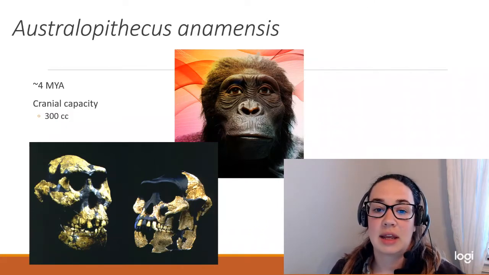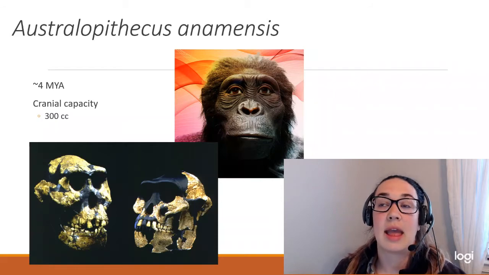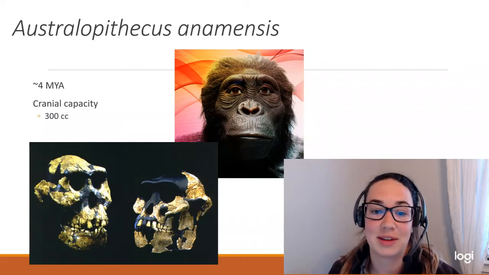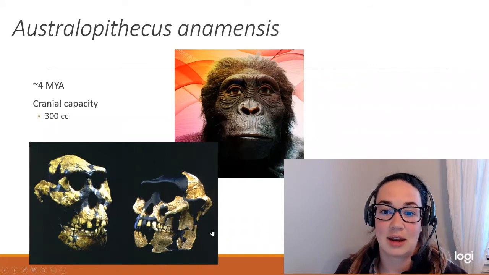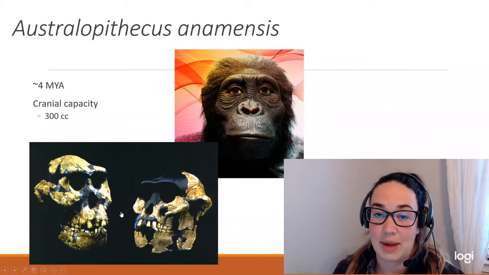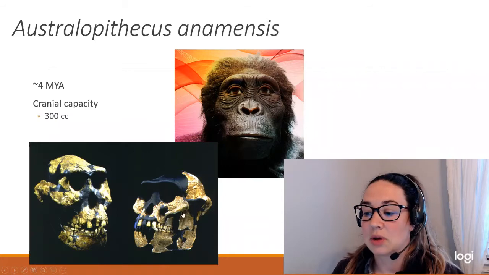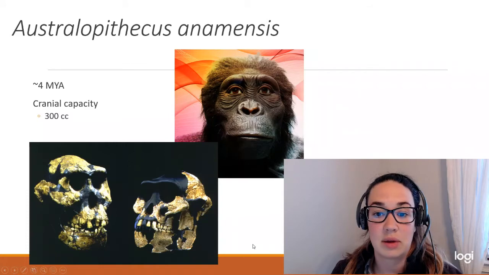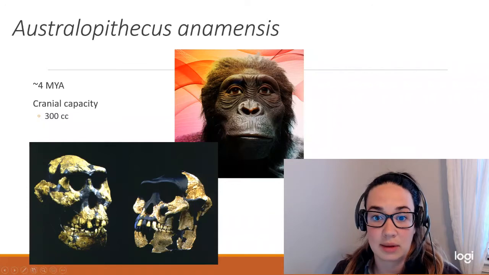Okay, so now we're getting into Australopithecus. Australopithecus anamensis is approximately 4 million years ago. Australopithecus anamensis has a cranial capacity still of about 300 cc's. These are some reconstructions of some fossils that were found, and a possible facial reconstruction of what this ape might look like.